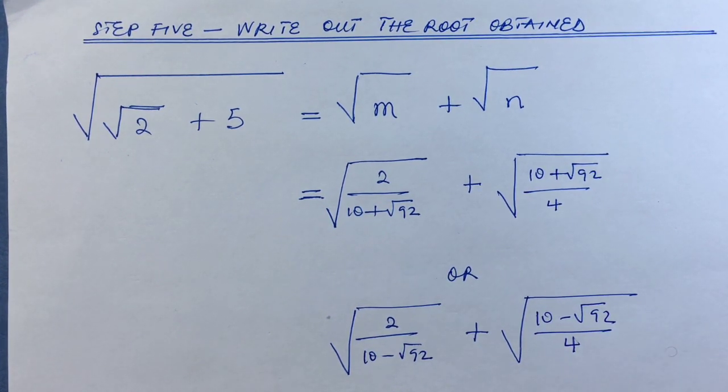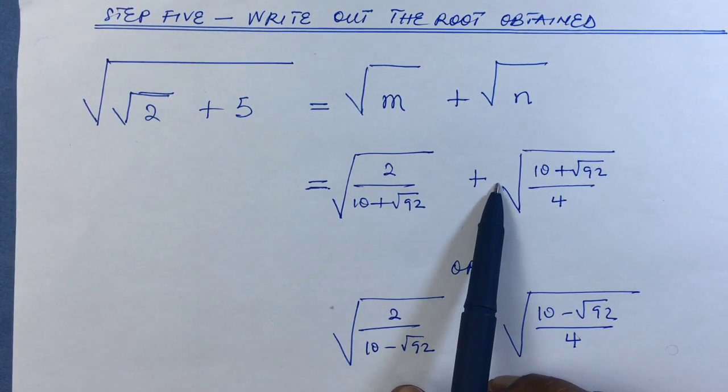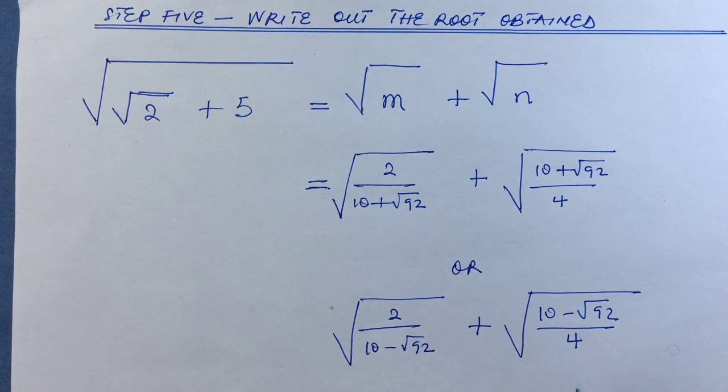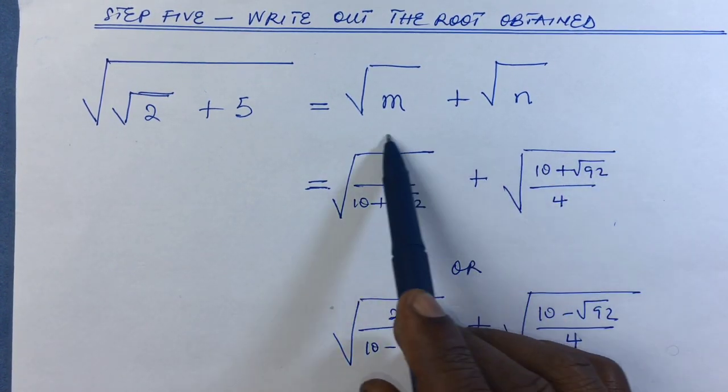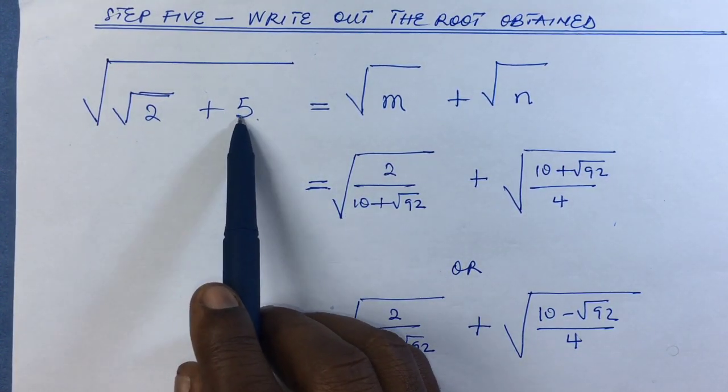I'm going to be verifying this result using any of these. In particular, I'm going to be using these to verify the result we've obtained. Meaning, we want to answer the question, is this root we have obtained for the square root of this really the square root of root 2 plus 5?